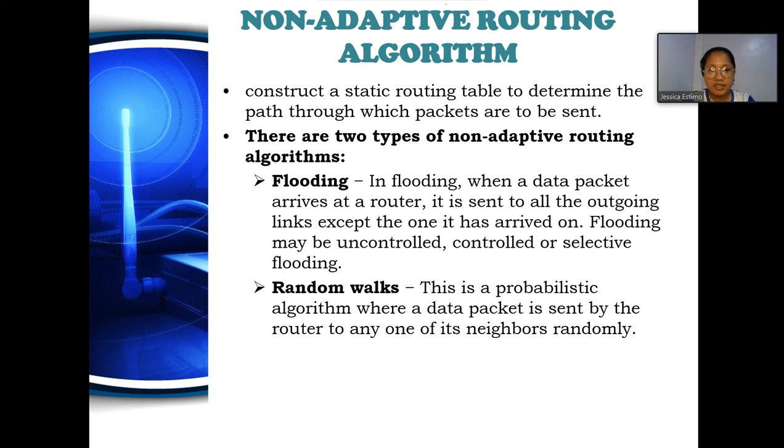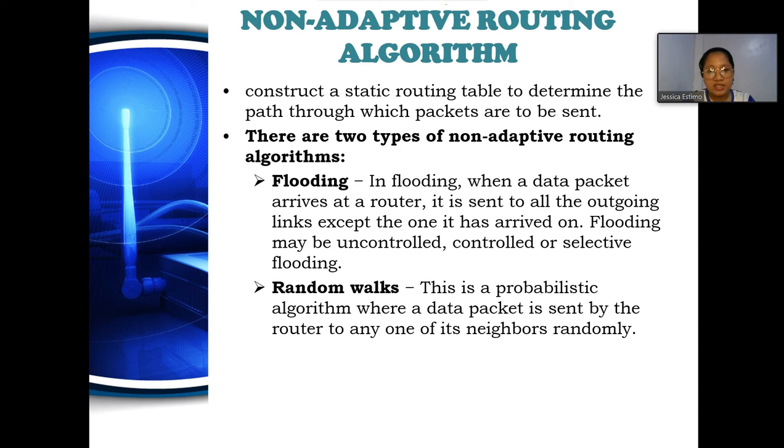In flooding, when a data packet arrives at a router, it is sent to all the outgoing links except the one it has arrived on. Flooding may be uncontrolled, controlled, or selective flooding. It generates a large number of duplicate packets. To decrease this, a counter is used, which is decremented at every hop, and a packet whose counter reaches 0 before reaching the destination is discarded.